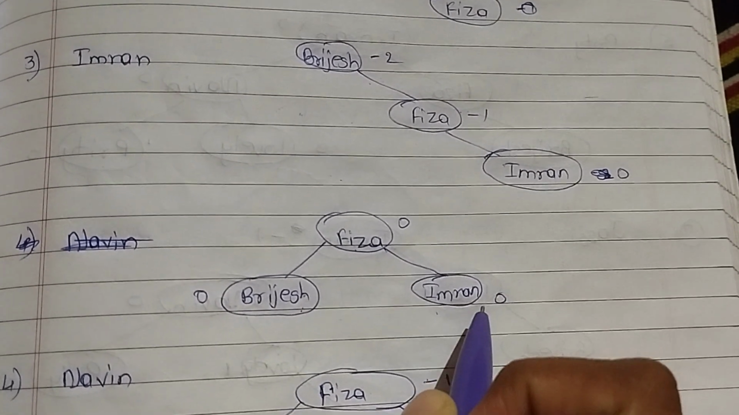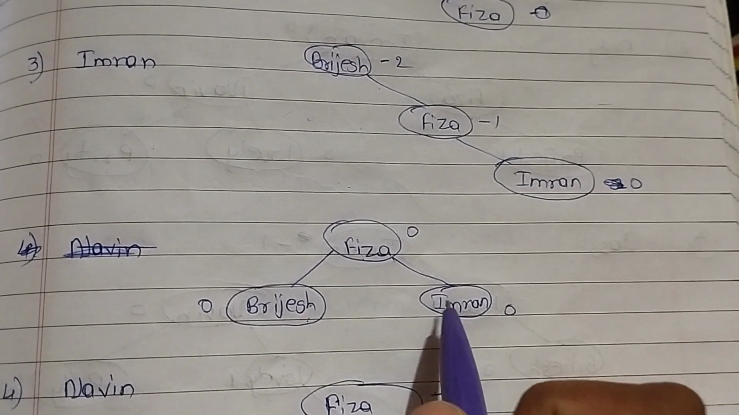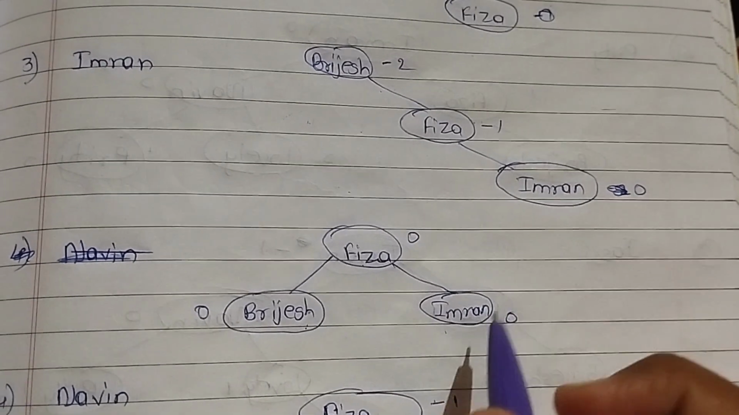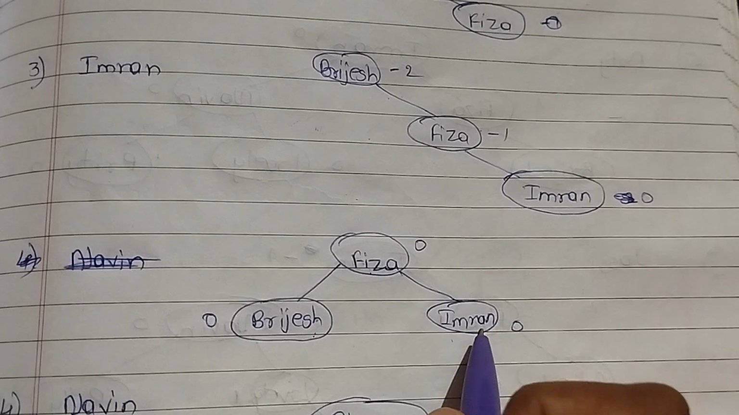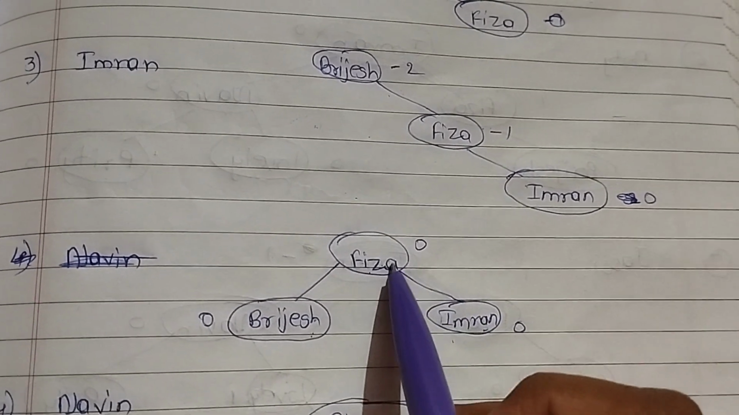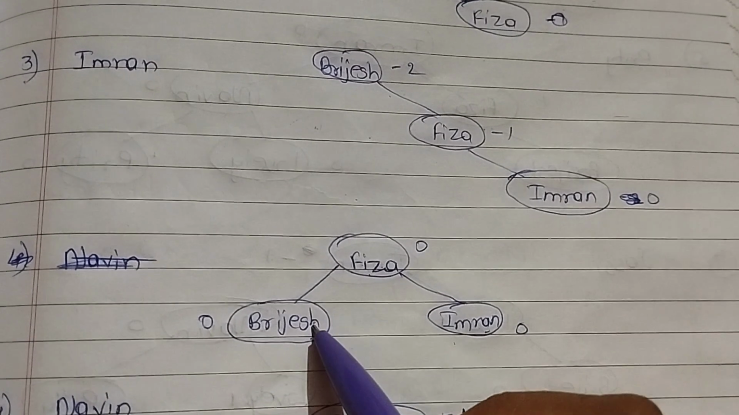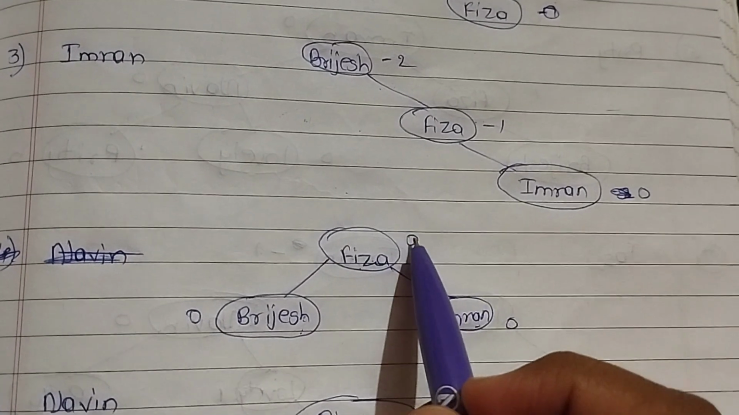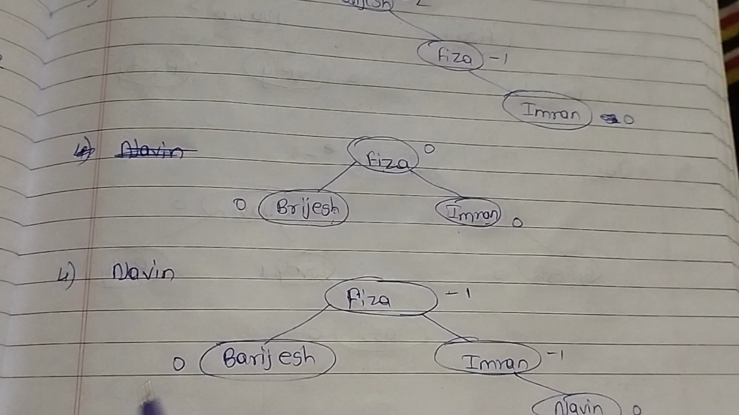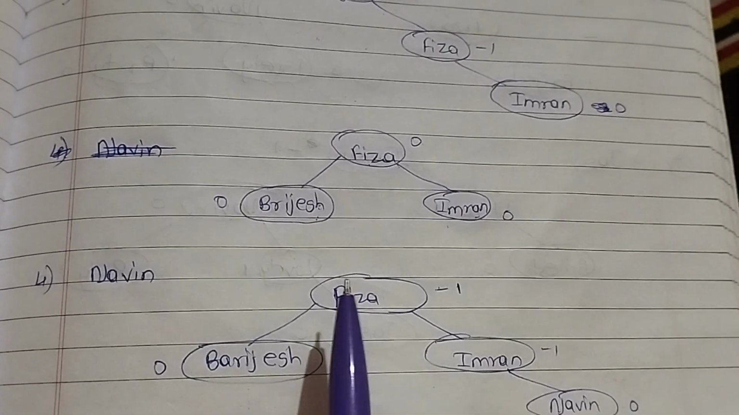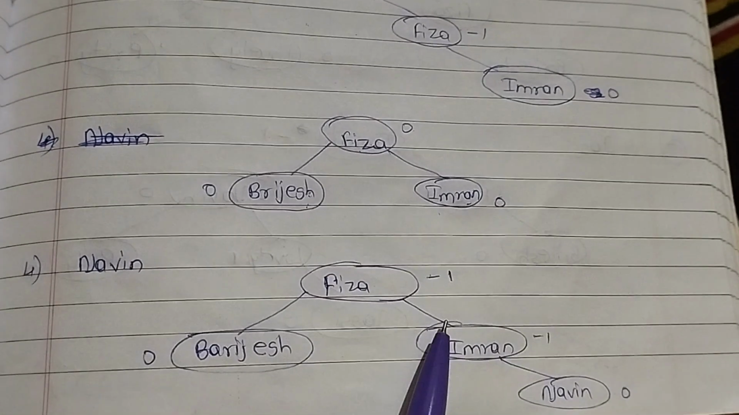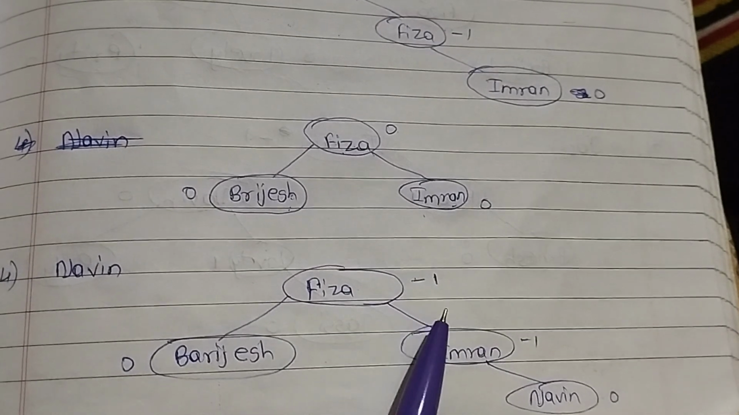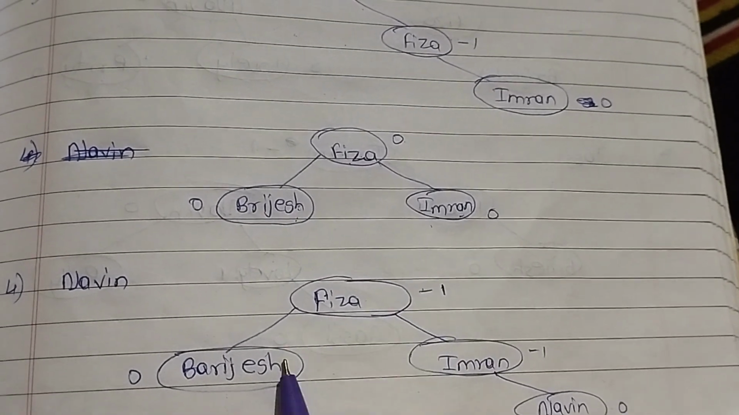So now we count the balance factor. Again, balance factor is the height of the left child minus the height of the right child of the node. So Imran's balance factor is 0. Now Fiza's balance factor is 0, because in the left side one node is present and in the right side also one node is present. Now the next word that comes is Naveen. N is greater than F and I, so it goes to the right child. Now again we count the balance factors. These are 0, -1, -1 and 0.